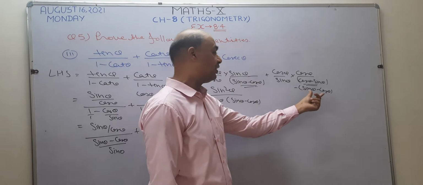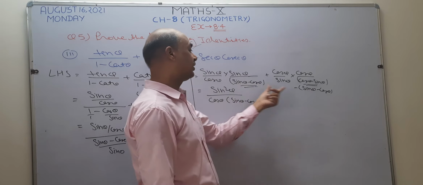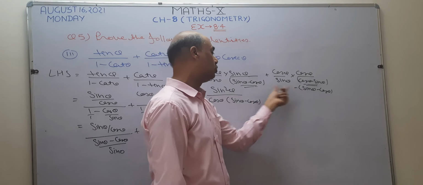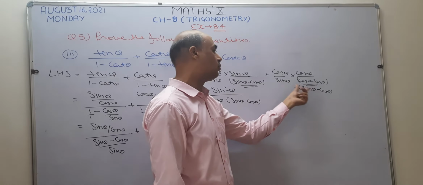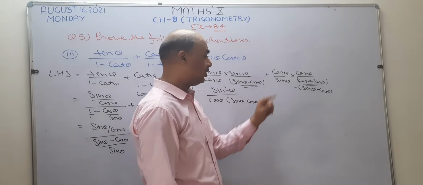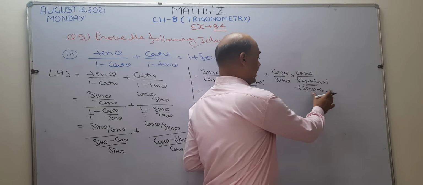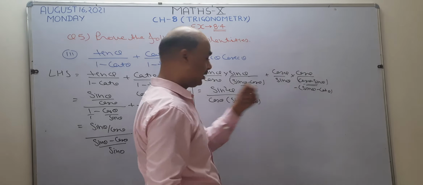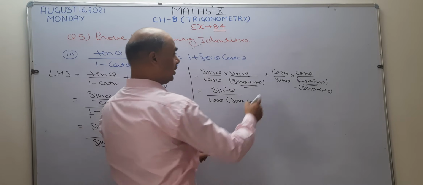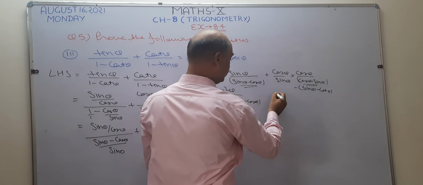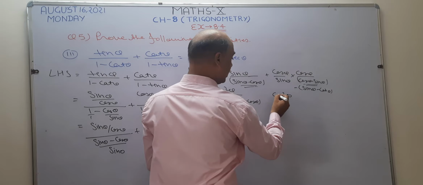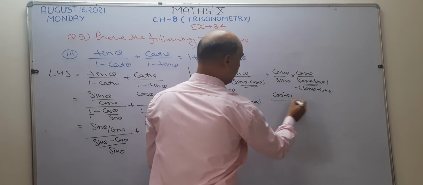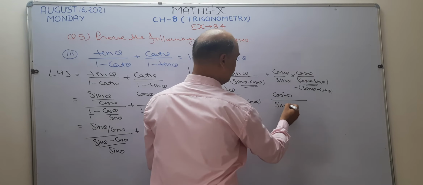Okay. Why does it change? When I want to take the LCM of these two terms, it is going to be very easy if I take minus common from this term. So instead of this, I want to write this one: cos theta minus sin theta. Okay. Now next step I want to write. Now cos into cos is cos square theta.